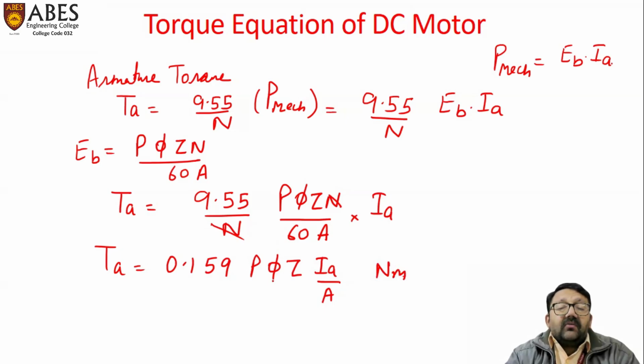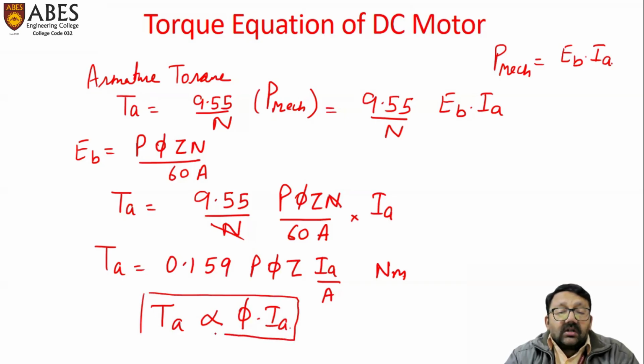This is the expression of armature torque developed in the armature of a DC motor. From this expression, it is clear that the armature torque of a given motor is proportional to flux into IA. These are the two factors on which the motor torque depends.